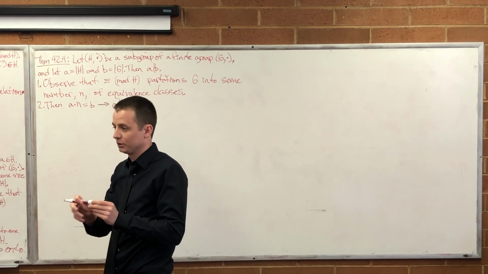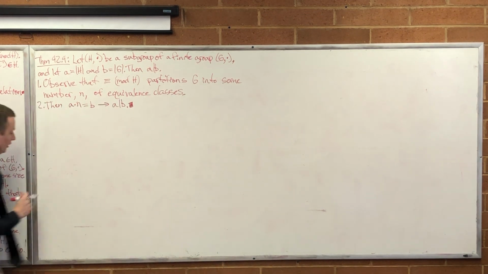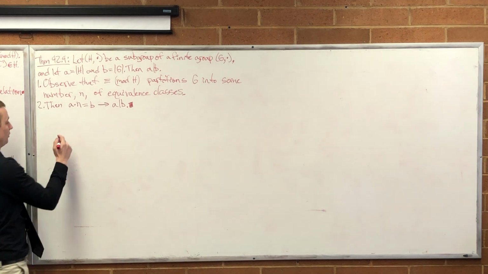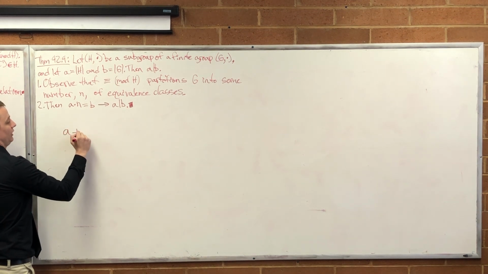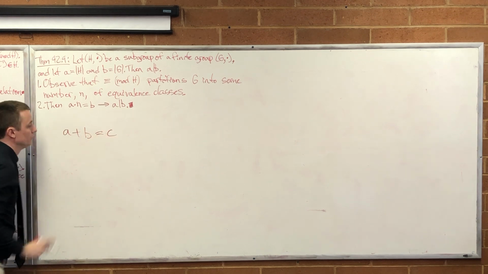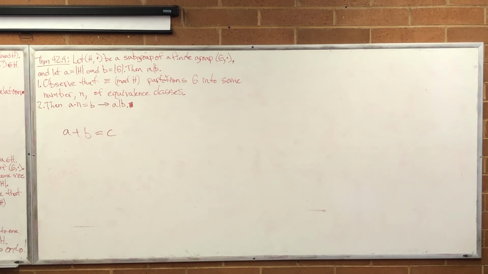Alright, let's go over really quick what the theorem is. So let's look at numbers. A plus B equals C. Is it possible for you to find 3 numbers that make this true? Yeah. Do it.